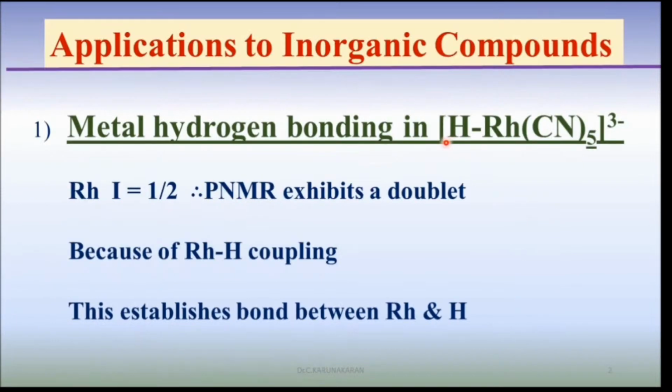Let's see quickly a few applications of NMR to inorganic compounds. One, metal hydrogen bonding in this complex molecule is established using proton NMR. The nuclear spin quantum number of the rhodium nucleus is 1 by 2. Therefore, proton NMR gives a doublet because of the direct bond coupling. This establishes a bond between rhodium and hydrogen.